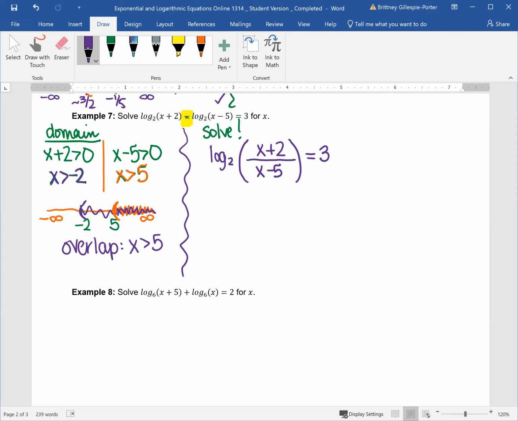So this was case 2 in our logs, where we had logs on one side and equal to a number on the other. We now have one log equal to a number, which means that we can Spidey it. We're going to have x plus 2 all over x minus 5 equal to 2 cubed. Remember, this is 2 cubed, not 2 times 3. So we're going to have x plus 2 all over x minus 5 equal to 8.